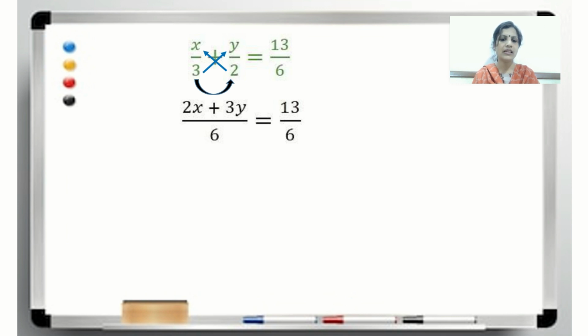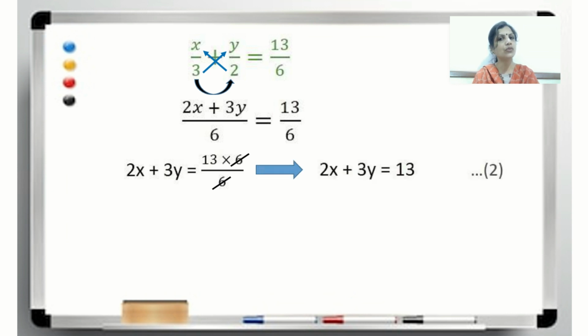So we'll again simplify this. 2x plus 3y is equal to, we're shifting this 6 to the right side. So 13 into 6 upon 6, 6 will get cancelled. So what are you left with? You are left with 2x plus 3y is equal to 13, and we have made our equation 2 very simple once again. So the equations which were in fraction, now we have converted them into the simplest form.